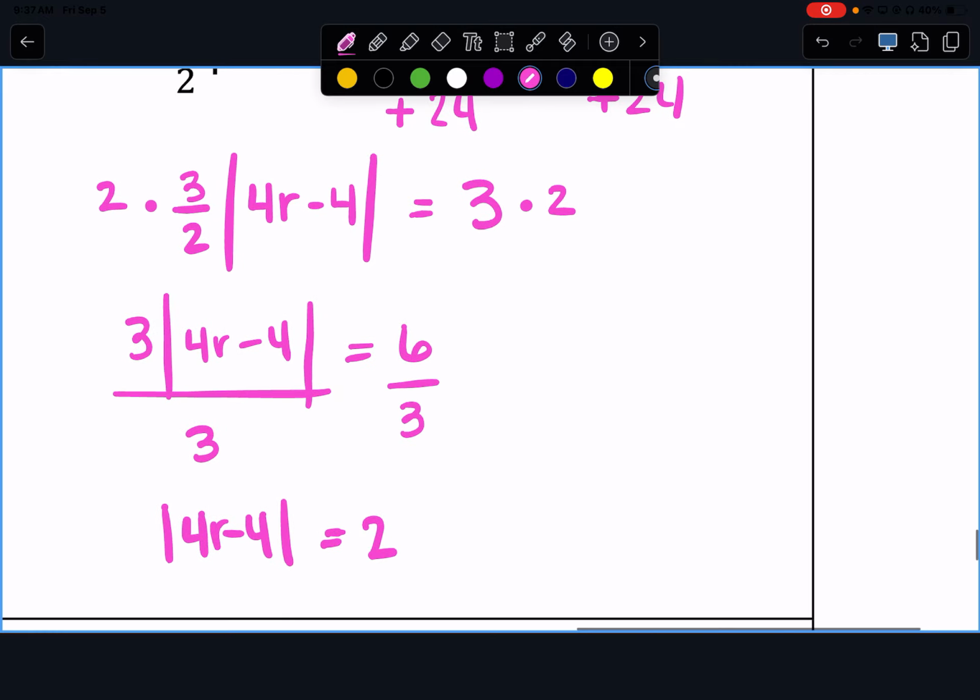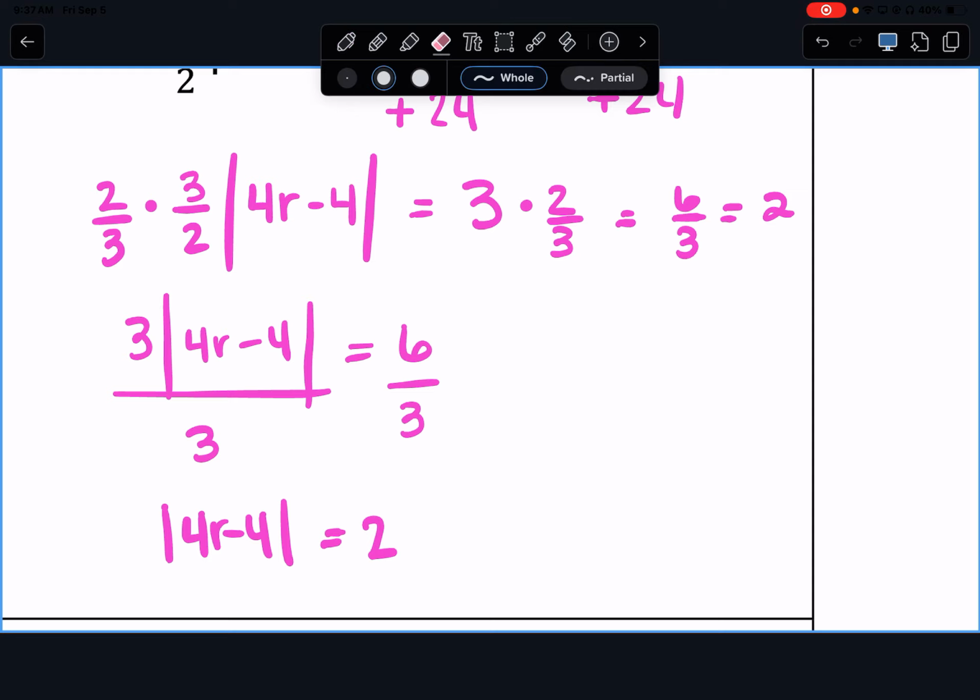Now you could also do it by just multiplying by the reciprocal first. And so that still gives you the same thing. That would still give you 6 over 3, which is just 2. Either way works. Whichever way makes the most sense to you is good with me.